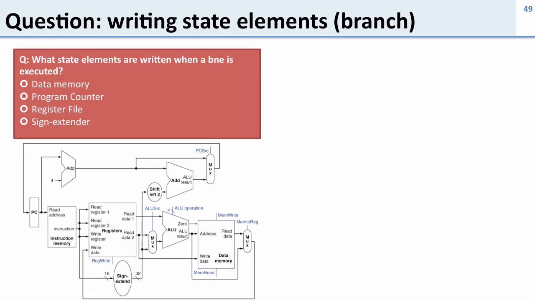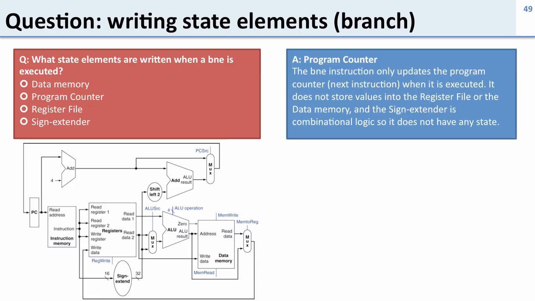Here's a question about writing state elements. So what state elements in the processor are written to when a branch not equal is executed? So here it's the program counter. So when a branch not equal is executed, we're going to update the program counter with the next PC to go to, the PC we jumped to.